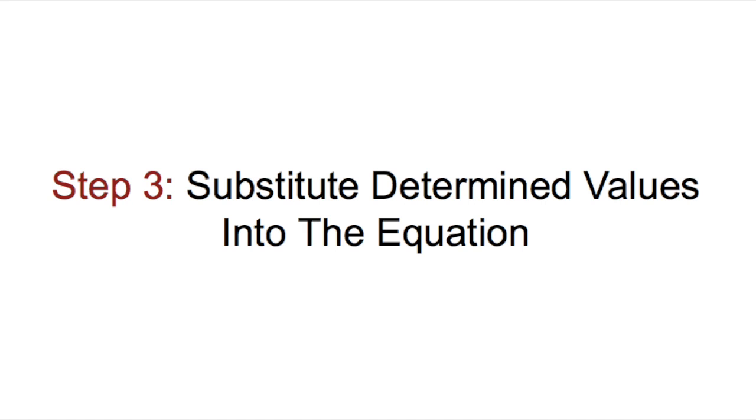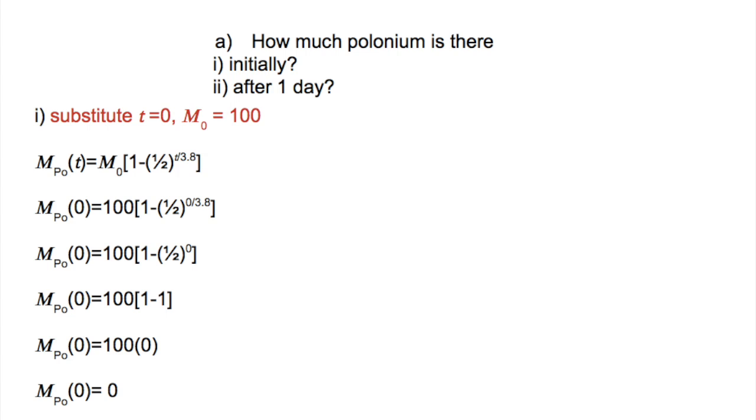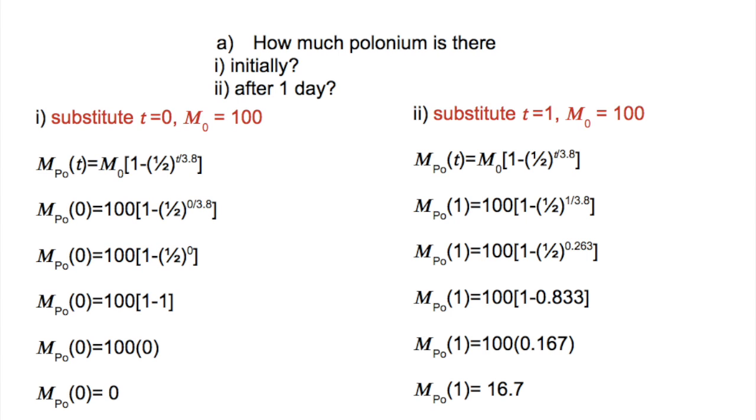Step 3. Substitute determined values into the equation. For 3a1, the value of t is 0 and the value of M_0 is 100. By substituting these values, we can see that M_Po of 0 equals 0. For 3a2, the value of t is 1 and the value of M_0 is 100. By substituting these values, we can see that M_Po of 1 equals 16.7.